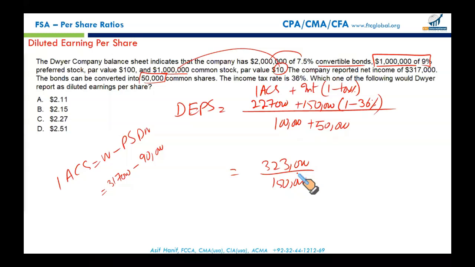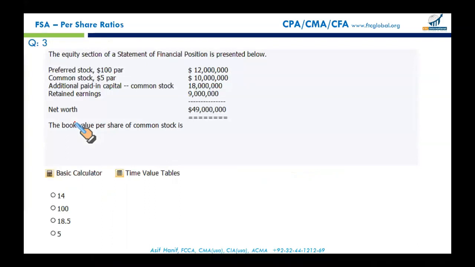323 upon 150 gives you 2.153333, which is approximately option B. So these were the three questions on diluted earnings per share, taken from elsewhere, not from the current version of your software. So I hope these three should cover whatever you might ever be tested on diluted earnings per share.